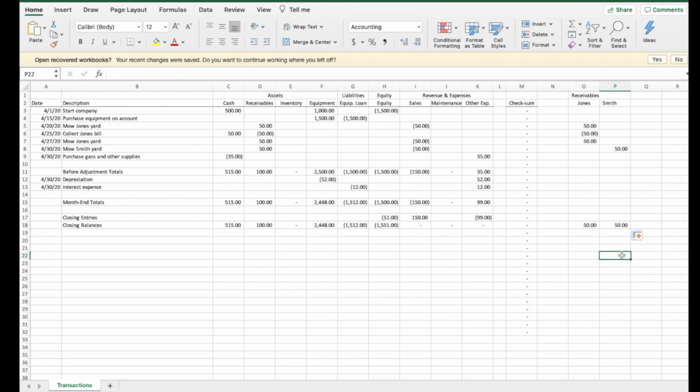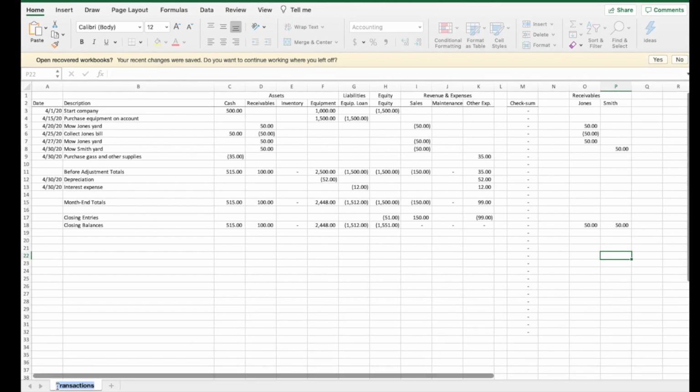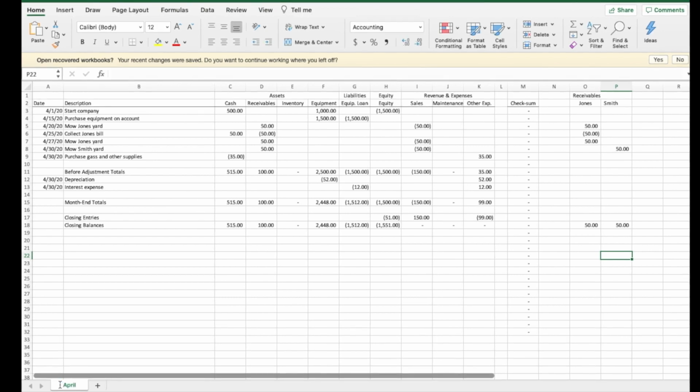Go over here. Bring down my receivables, and then what I'm going to do, this is my transactions, I'm going to actually relabel this to April. Now, I'm doing it by month. You could just as easily do this by quarter or year. If you have very few transactions, just doing this yearly is going to be sufficient. You don't need to go in and create new tabs.